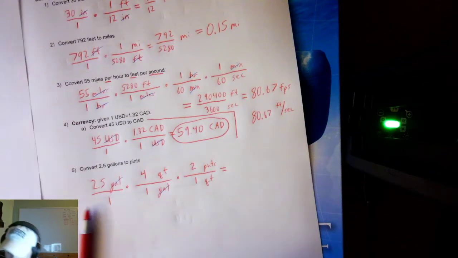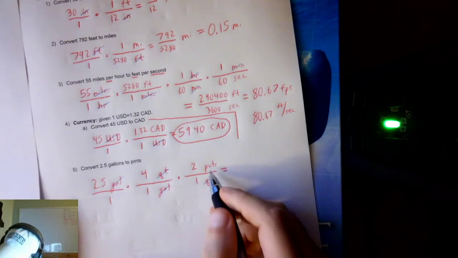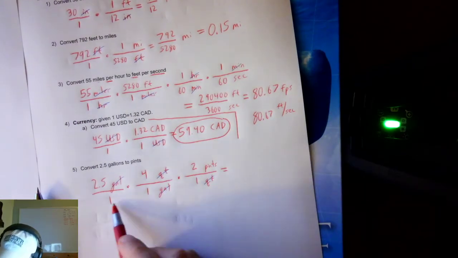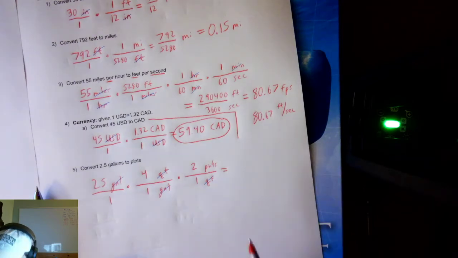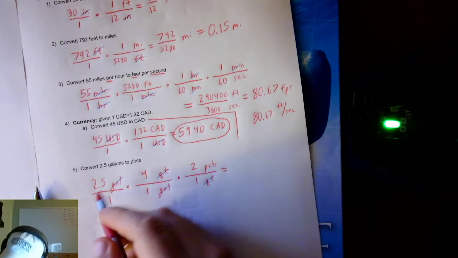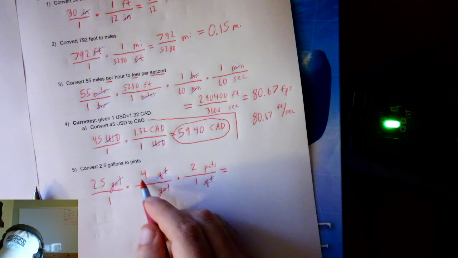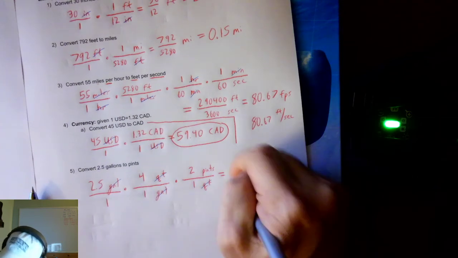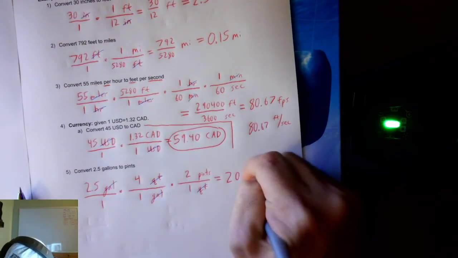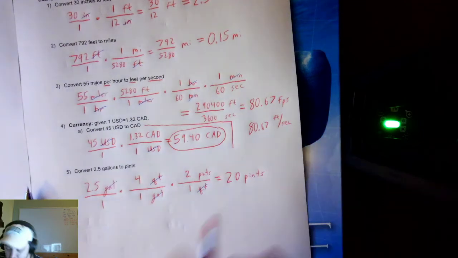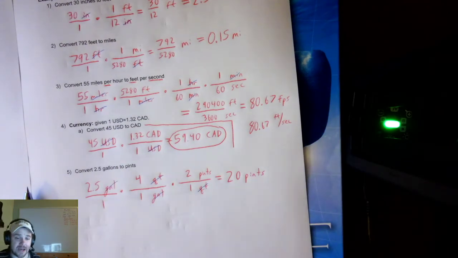And let's see, we can cancel quarts, right? We're left with pints. Once again, the bottom, 1 times 1 times 1. There's nothing going on in the bottom. So I just have to multiply the top. 2.5 times 4 is 10, times 2 is 20 pints. So 2.5 gallons is 20 pints.